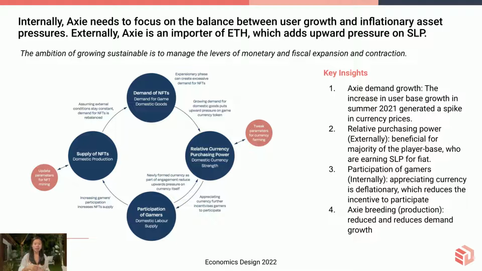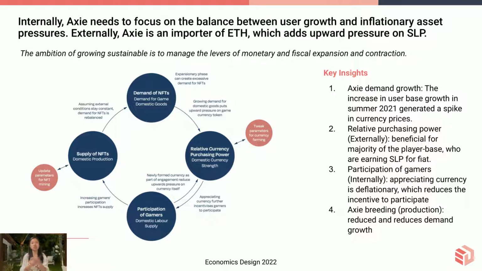At the same time, assuming that all of this stays constant, the demand for NFTs gets rebalanced, because we can update different parameters of the NFTs or the Axie breeding program. For example, instead of breeding 7 times, you can reduce it so that you can balance the inflation rate as your user growth increases. So there are a lot of levers and tweaks that we can change.